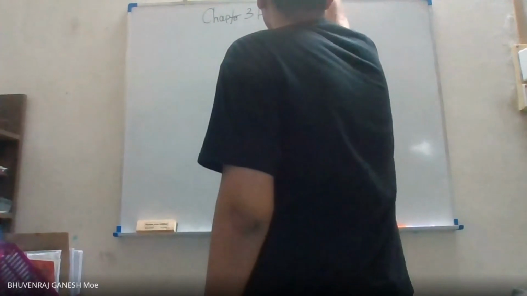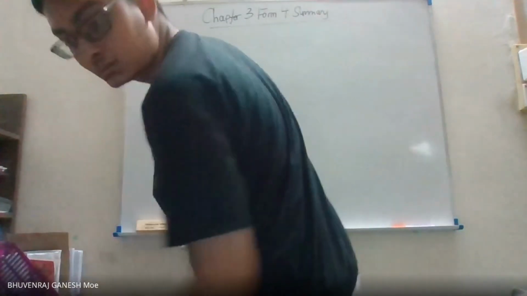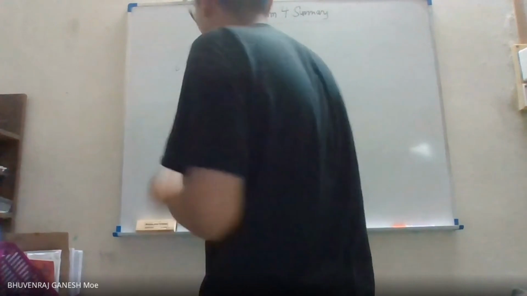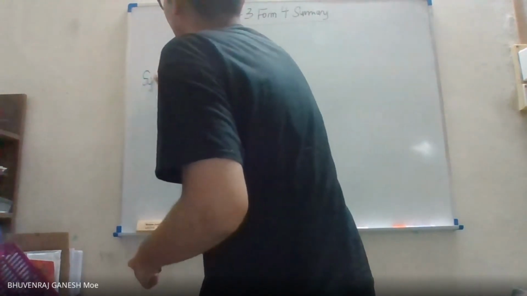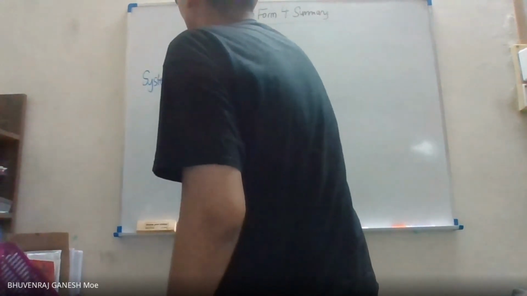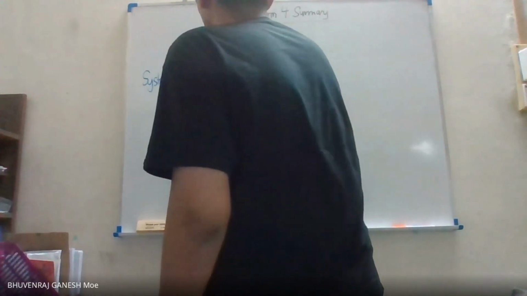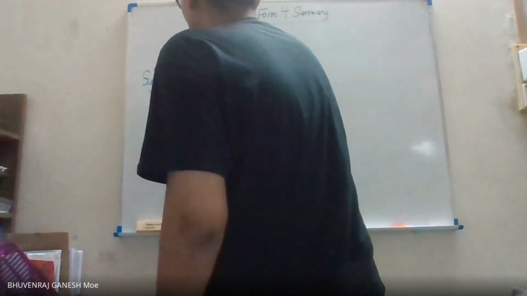Okay, so what you need to know in chapter 3, form 4, is system of linear equations in 3 variables. So this is the first subtopic you will learn: system of linear equations in 3 variables. So this is the first subtopic.